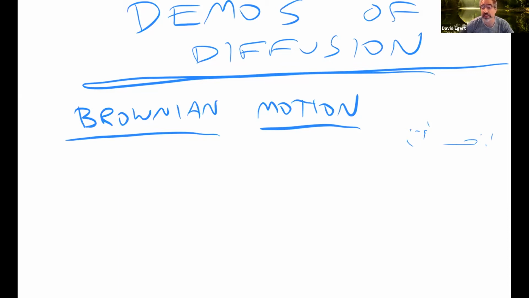Can you actually look under a microscope and see the atoms and molecules jiggling and moving? No, I see everybody's heads going. That's good to see. Light microscopy is very limited at what you can actually see. But what you can see is evidence that this is happening. And one of the classic ways is observing Brownian motion.